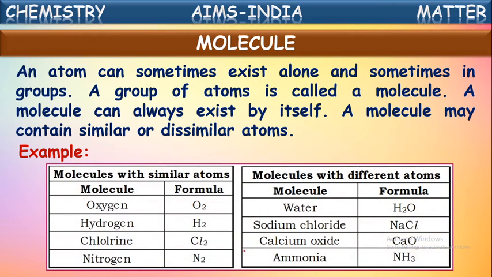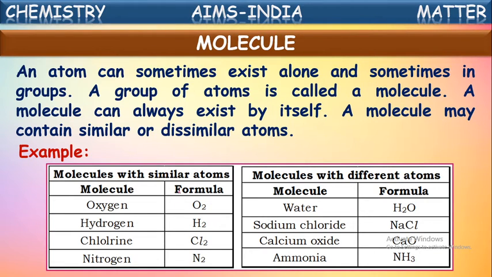For example, see here, some molecules are shown. In the first column, the molecules are made up of similar atoms, meaning these molecules are made from the same kind of atoms. In column 2, the molecules have dissimilar atoms, meaning molecules formed from different kinds of atoms.